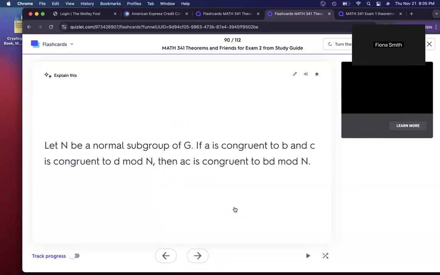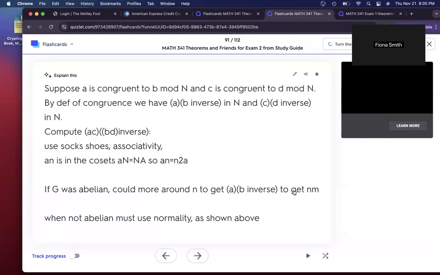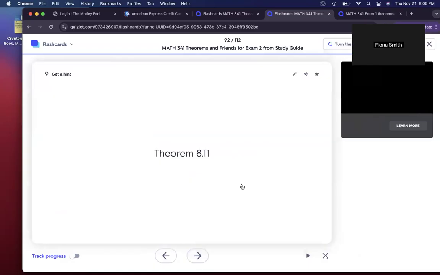Theorem 8-10: let N be a normal subgroup of G. If A is congruent to B and C is congruent to D mod N, then AC is congruent to BD mod N. And for the proof of that, we say, suppose A is congruent to B mod N and C is congruent to D mod N. By definition of congruence from a couple sections ago, we have AB inverse is in N and CD inverse is in N. So you compute AC times (BD) inverse and use closure and associativity to show that it's in the cosets AN and NA, etc. If G was abelian, you could move N around to get that pretty easily. If not, we have to use the full normality condition.